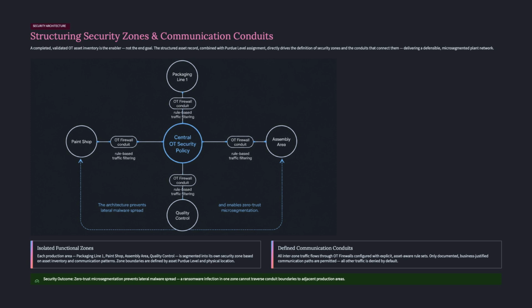Once assets are reconciled in your CMDB, they are grouped into logical security zones based on operational function and risk profile. Adhering to ISA/IEC 62443-3-2, communication paths between zones are explicitly defined as conduits. Establishing defined conduits allows your network and security teams to implement zero trust microsegmentation.